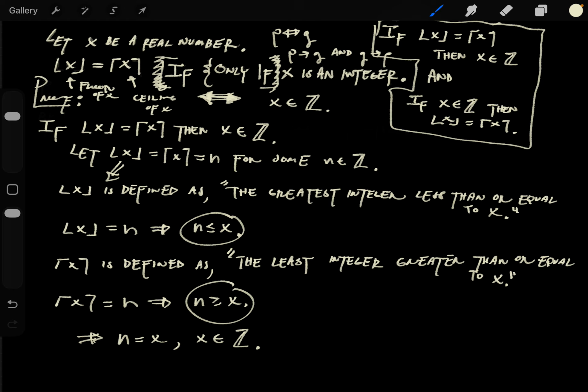Okay, from these two statements, let's say this is 1, 2, 1 and 2 together imply that n must be x. The only option for both of them being true is that n is x. And that's one direction. We proved this direction. Now you have to do the other implication.